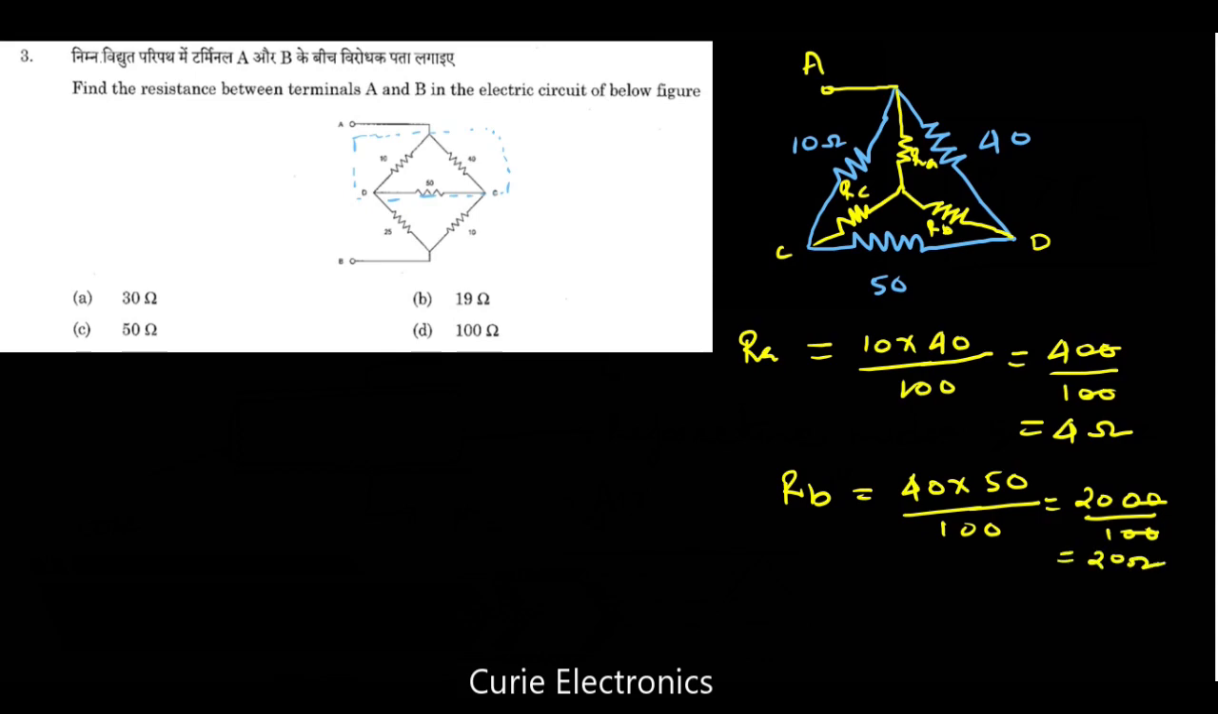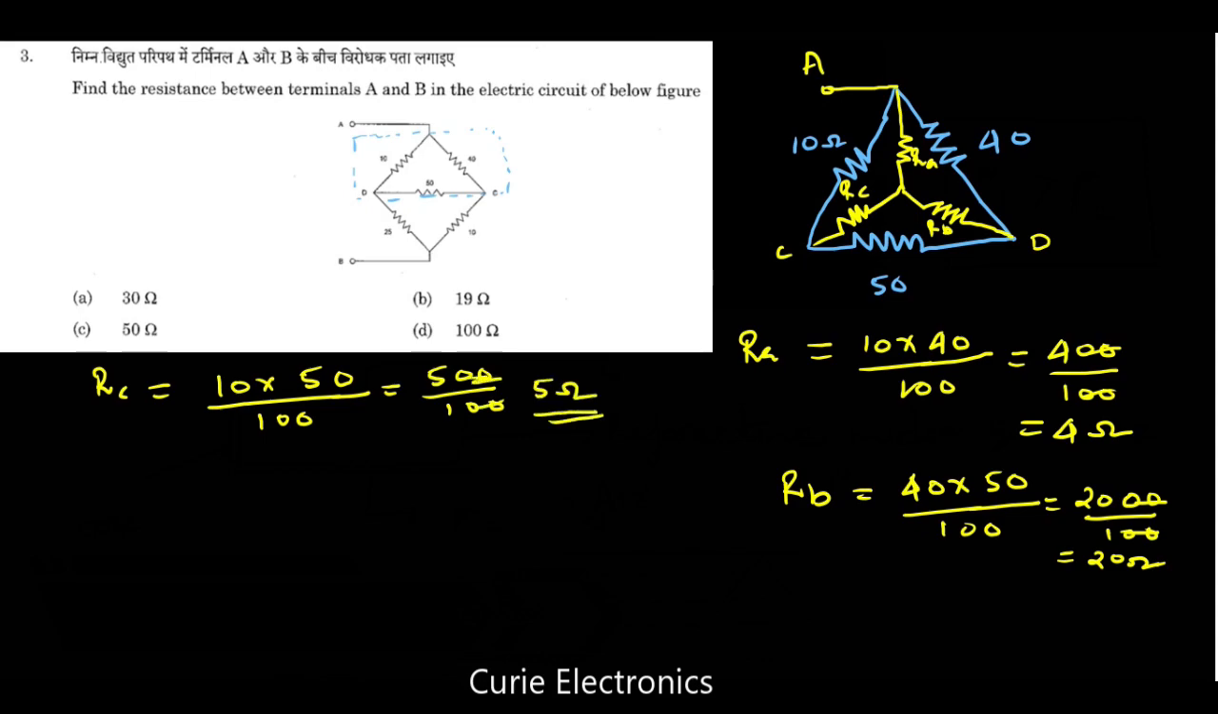Now let's find the value of RC. RC is connected in between 10 ohm and 50 ohm. So 10 multiplied by 50 in the numerator, and the sum of all resistors of the delta network, that is 100, in the denominator. 500 upon 100, you get 5 ohms.